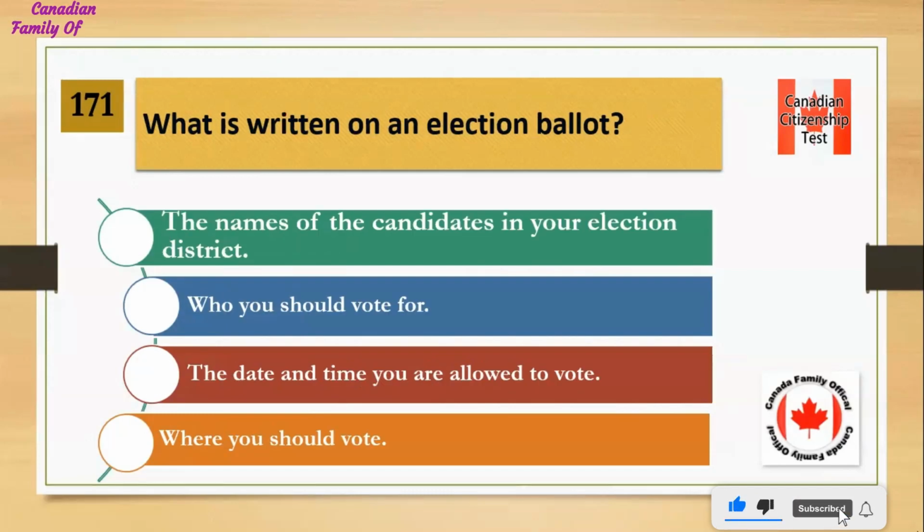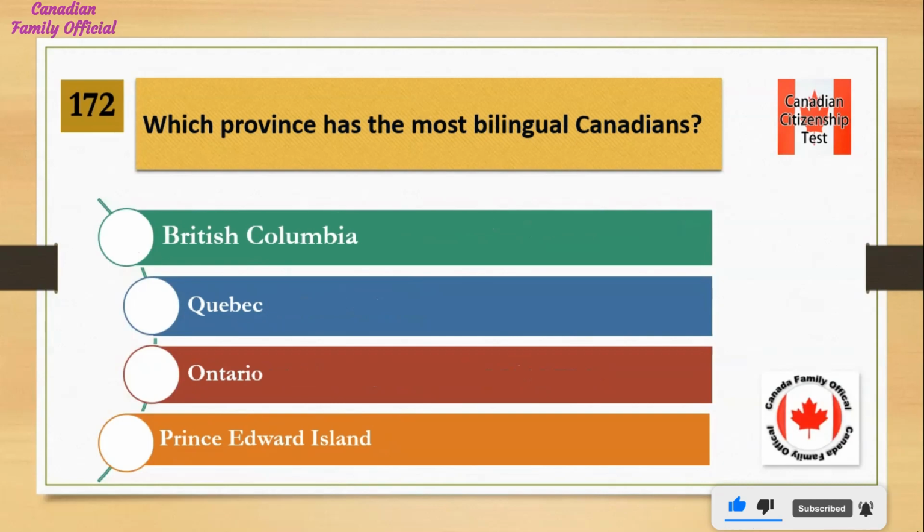What is written on an election ballot? Number 1, the names of the candidates in your election district. Number 2, who you should vote for. Number 3, the date and time you are allowed to vote. Number 4, where you should vote. And the answer is the names of the candidates in your election district.